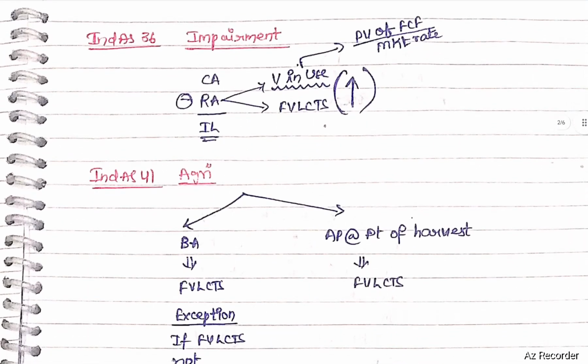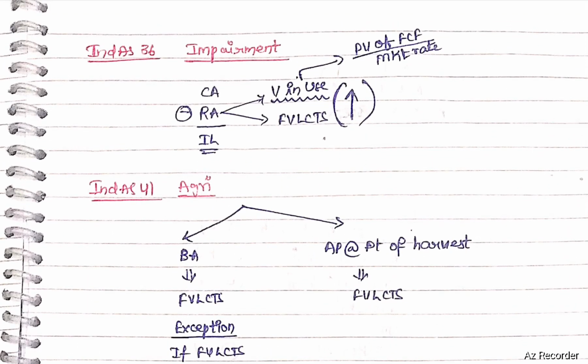Next, as per Ind AS 36 impairment, how to calculate impairment loss? Carrying amount less recoverable amount gives impairment loss. How to calculate recoverable amount? Value in use or fair value less cost to sell, whichever is higher, will be the recoverable amount. How to calculate value in use? Present value of future cash flows discounted with market rate gives value in use.